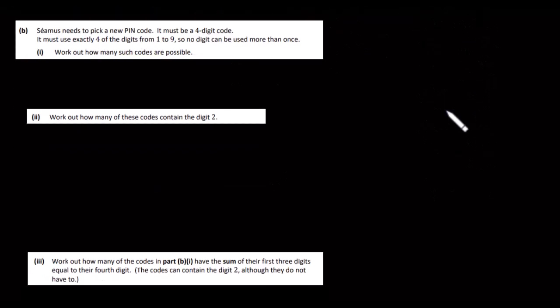Seamus needs to pick a new PIN code. So this is a completely different question. It must be a 4-digit code. It must use exactly 4 of the digits from 1 to 9 so that no digit can be used more than once. Work out how many such codes are possible.